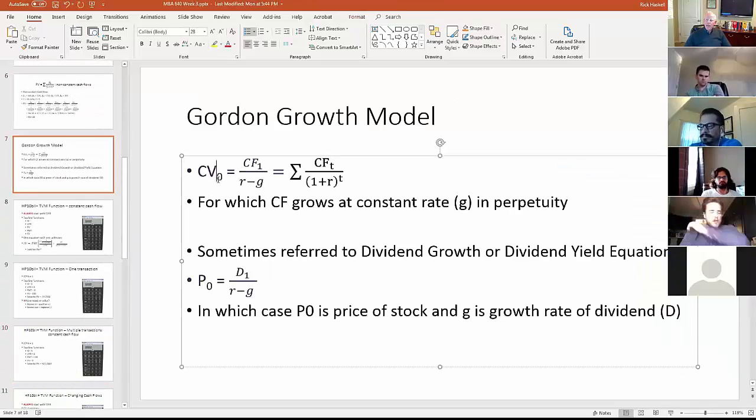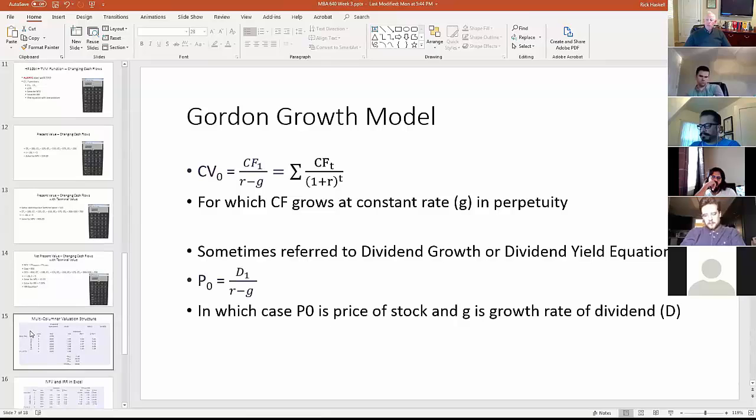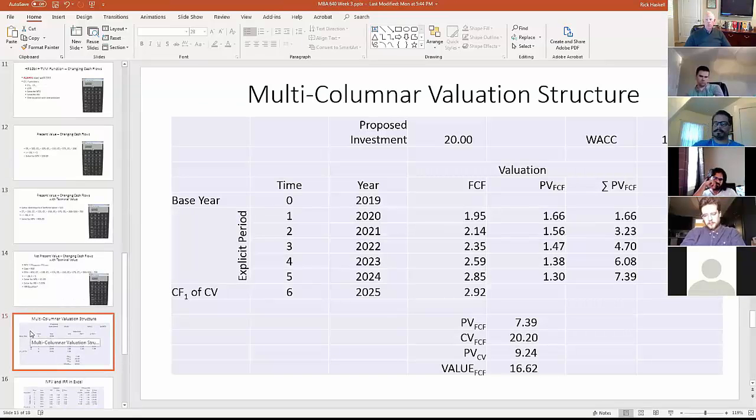Some value at time 0 is a function of the cash flow as of the next year. So this continuing value that I'm giving us here is working off of the Gordon growth model construction. Now that happens to be unique to this type of valuation form, and we'll deal with different valuation model forms in the coming weeks. I don't want you to worry too much about that.